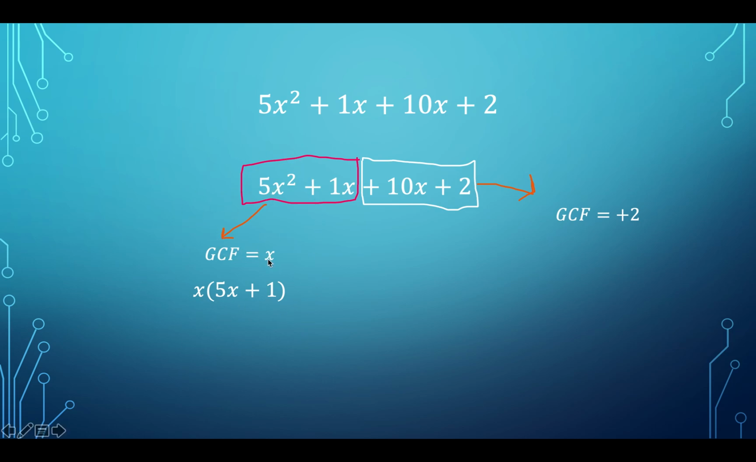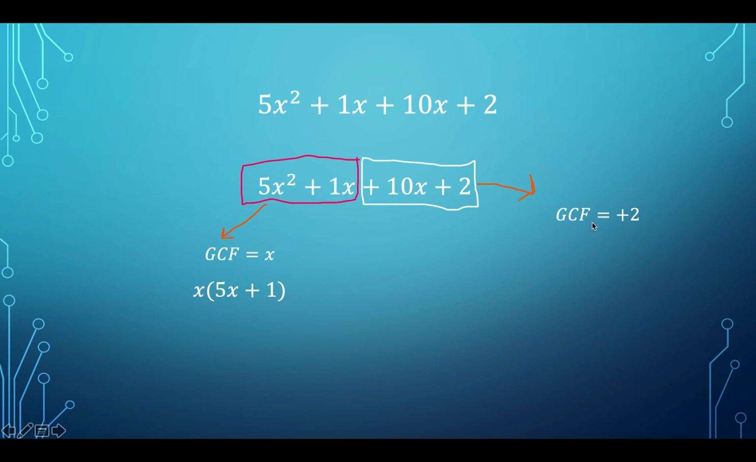If the greatest common factor was x, how are we going to get 5x squared back? We've got to multiply x by 5x. How are we going to get 1x back? We're going to multiply x by 1. Okay, so now we're done. This side of the problem's already factored. Let's move on to this side.